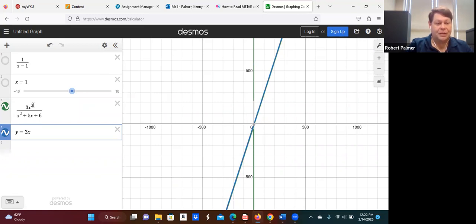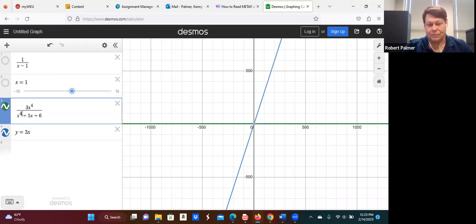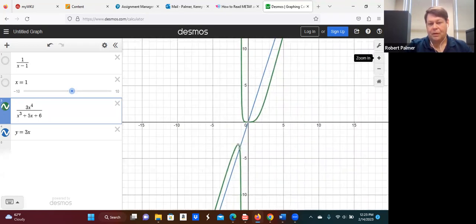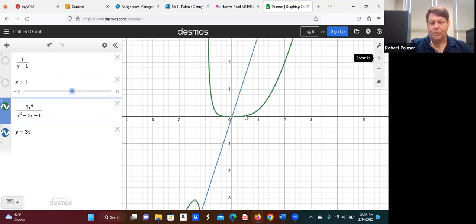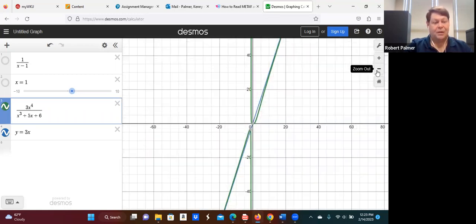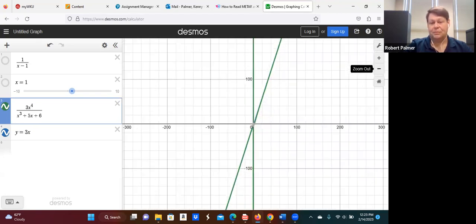So imagine we change this. What if this was x to the 4th and this was x cubed? As long as it's one larger, we'll do exactly the same thing. So you can see here, the blue line is our oblique asymptote, the green line is our function. And as long as the degree of the numerator is one more than the degree of the denominator, the same thing happens, as we can see.